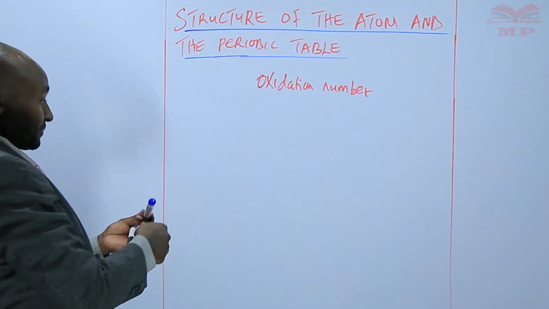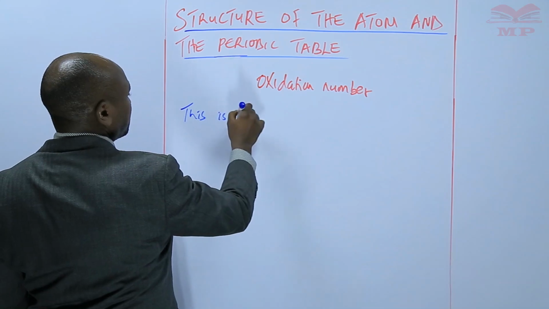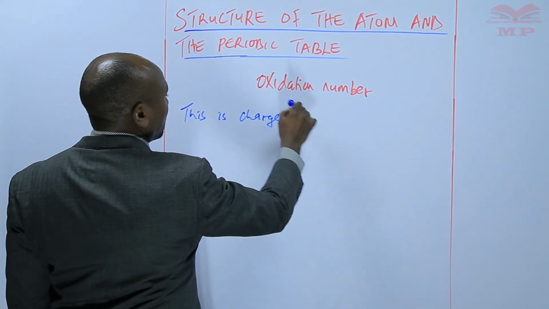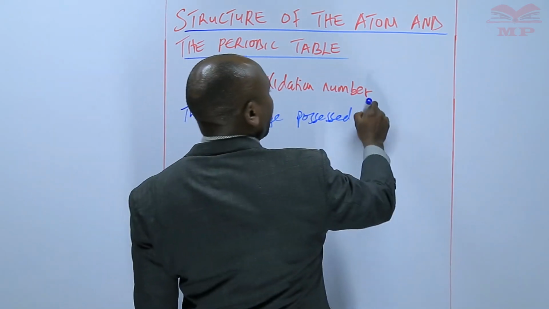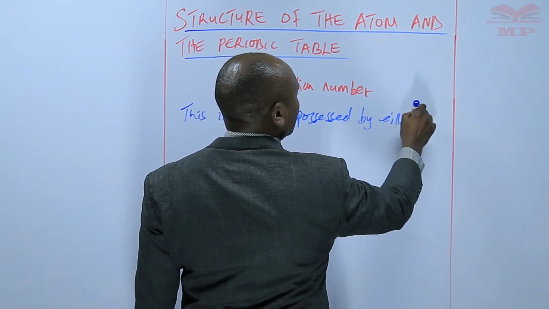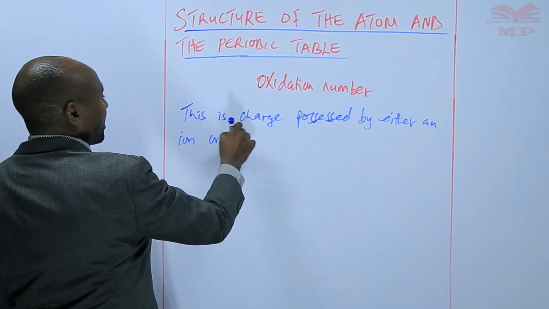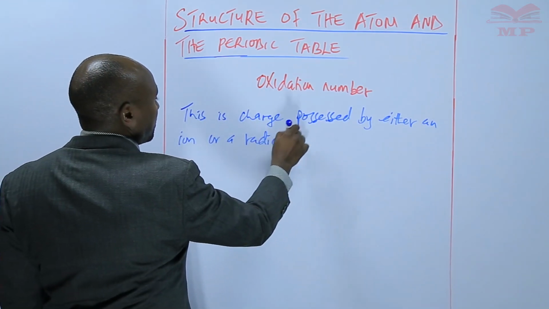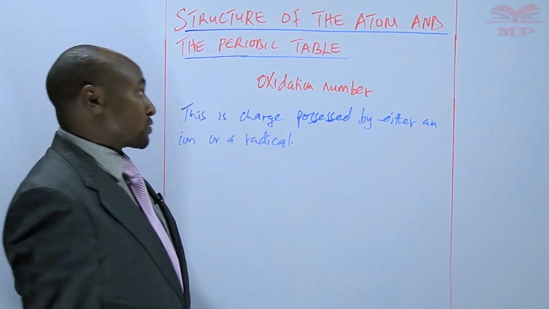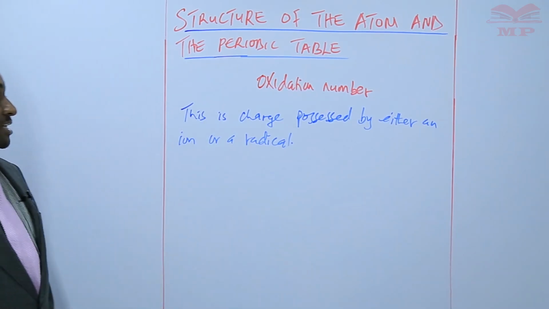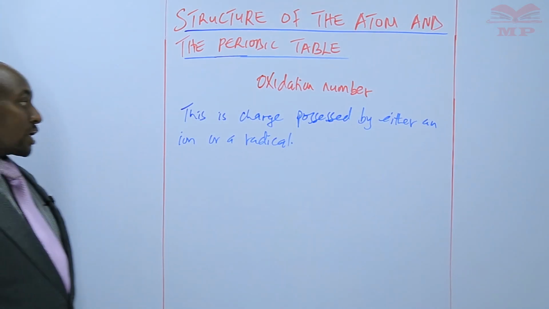Oxidation number, this is the charge possessed by either an ion or a radical. Ions and radicals are charged particles. So the charge that they possess is referred to as the oxidation number.